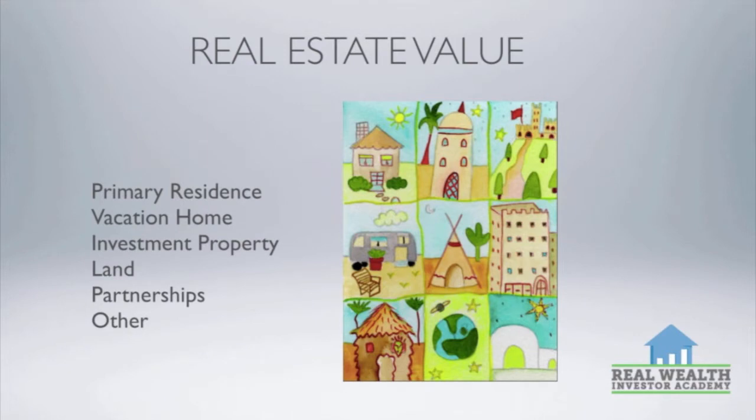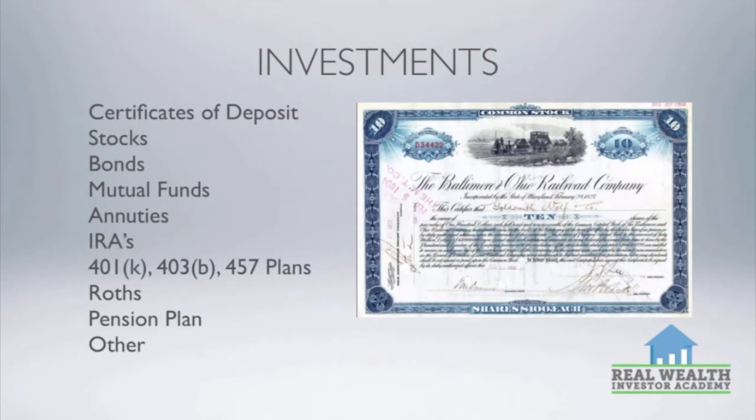Of course, real estate, also on the asset side of your net worth, be your primary residence, any vacation home, investment property, land, partnerships, anything else, any teepees, igloos. It's your real estate. Investments: certificates of deposit, stocks, bonds, mutual funds, annuities, IRAs, 401ks, 403bs, 457 plans, Roths, pension plans, anything else that would be considered an investment.